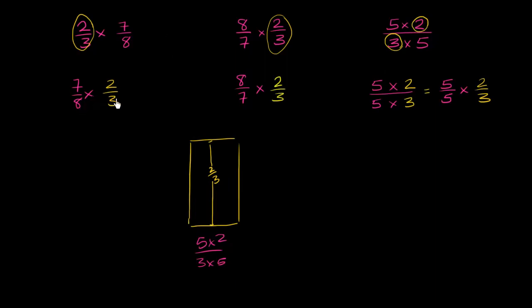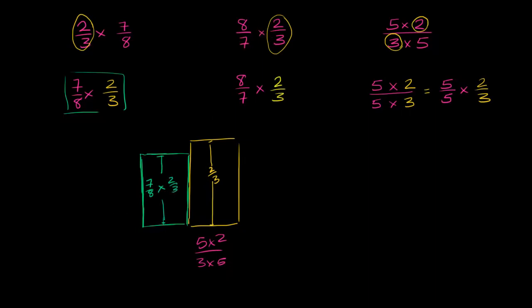Now let's think about what these would look like. So this is 7/8 times 2/3. So it's less than 8/8 times 2/3. It's less than 1 times 2/3. So we're going to scale 2/3 down. This is going to be less than 2/3. It's going to be 7/8 of 2/3. So this one right over here would look something like this. If the yellow height is 2/3, then this height right over here would be 7/8 times 2/3.